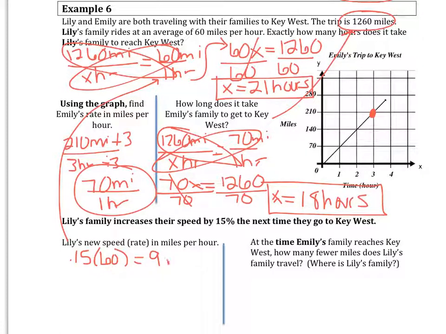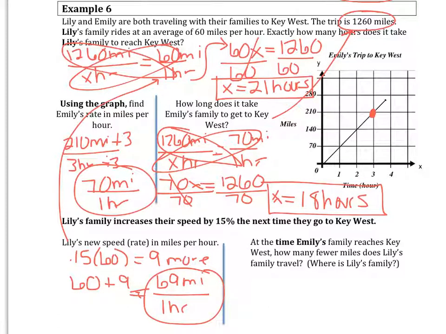So that's 9 more. So then I would take the 60 miles per hour she was originally traveling and add 9 more on to get an answer of 69 miles per hour.